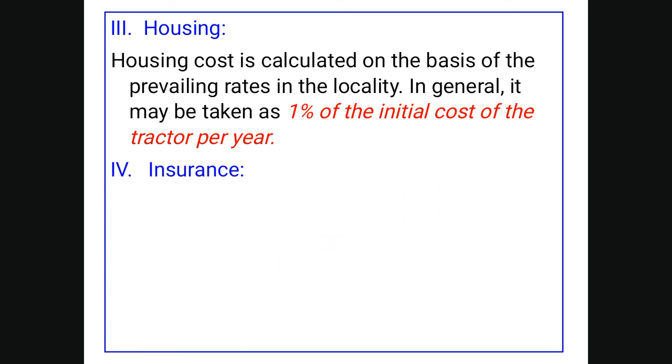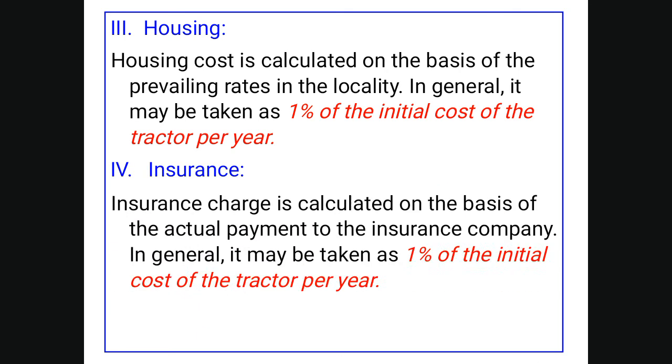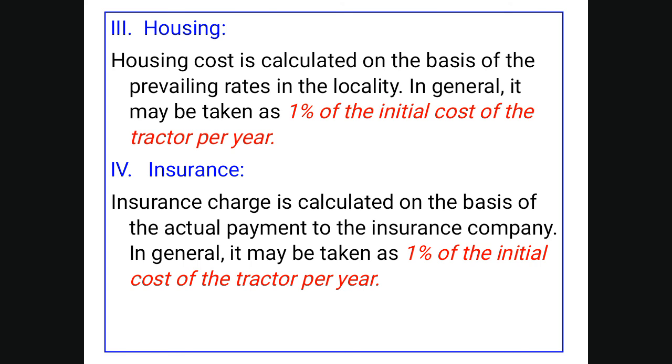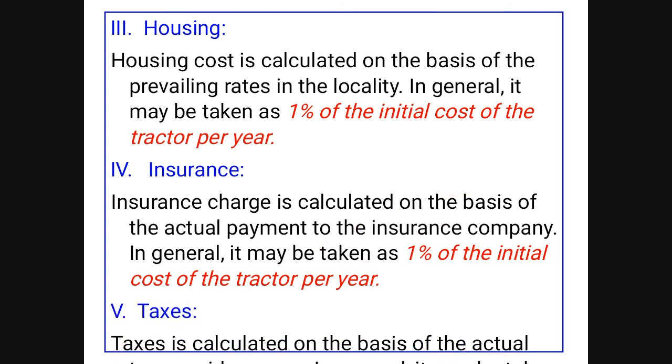In general, housing may be taken as 1% of the initial cost of the tractor per year. Insurance is again taken as 1% of the initial cost of the tractor per year. Taxes are also taken as 1% of the initial cost of the tractor per year.